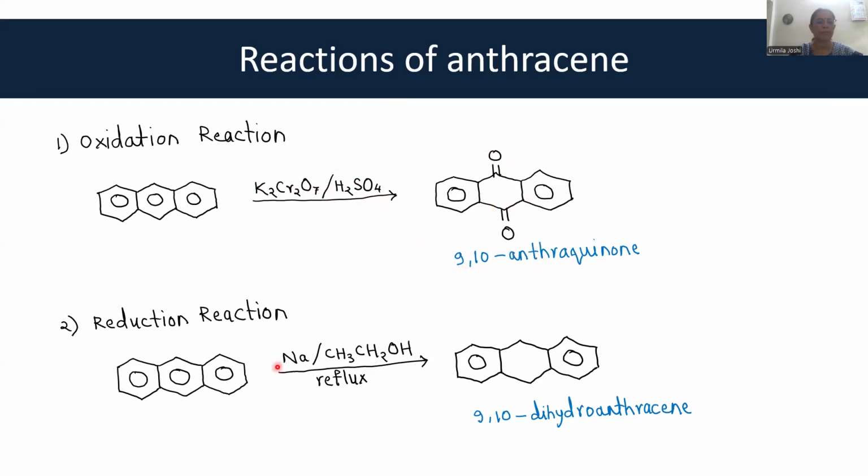Now reduction reaction. When anthracene is treated with sodium and ethanol under reflux, it is the central ring which is reduced fast. Why is the central ring reduced fast? These two we will see later also. These two are the most reactive positions in most of the reactions. Here in oxidation also, in reduction also. This is 9,10 dihydroanthracene.